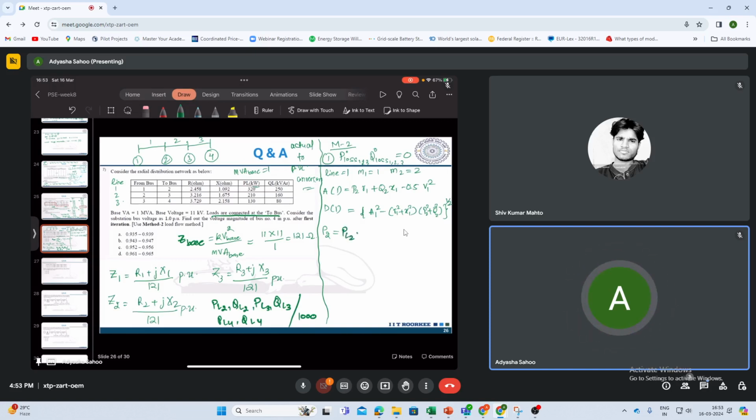So PL2, PL3, PL4 plus P loss in line 2, 0th iteration plus P loss in line 3, the 0th iteration. Similarly, Q2 is QL2 plus QL3 plus QL4 plus Q loss in the second and third line, 0th iteration. So this value of P2 and Q2 you need to substitute here and in this formula also.